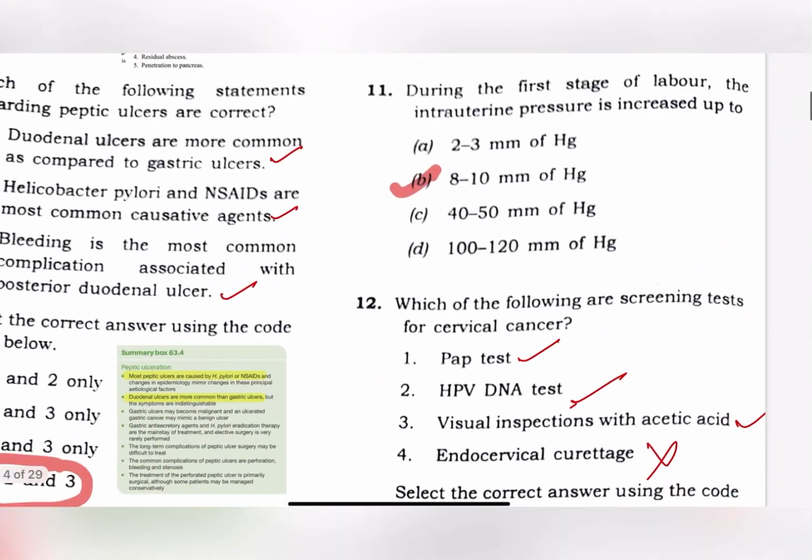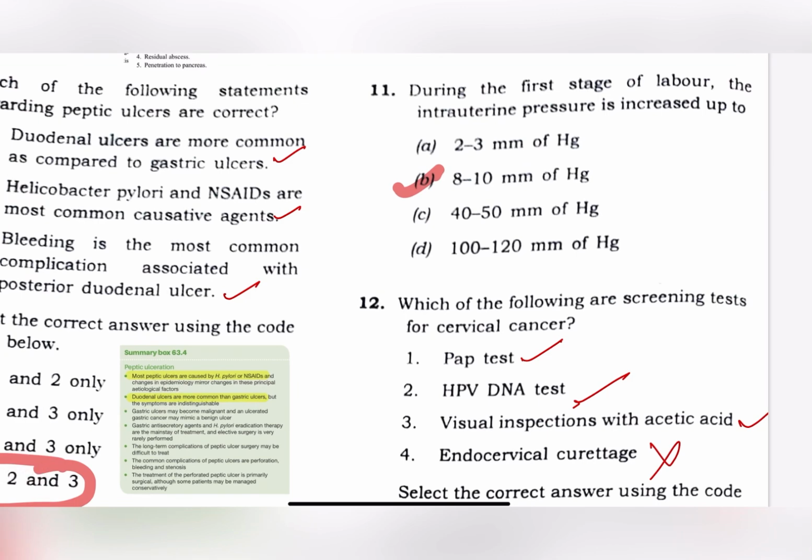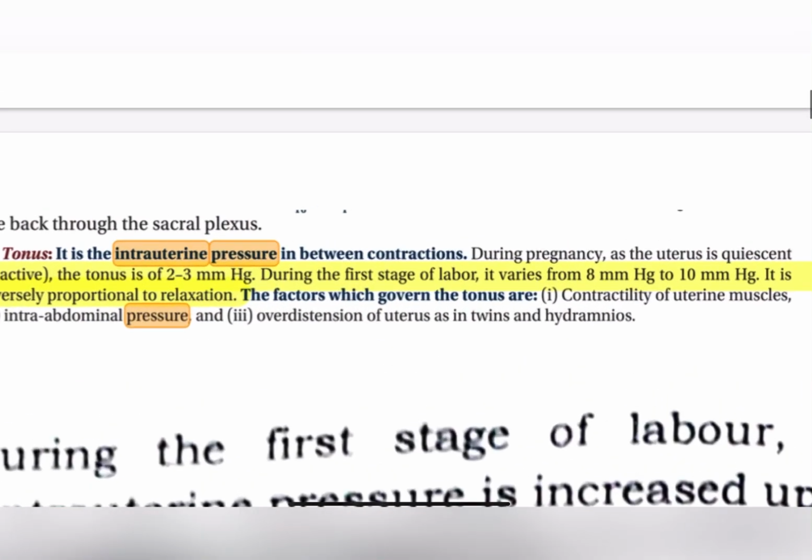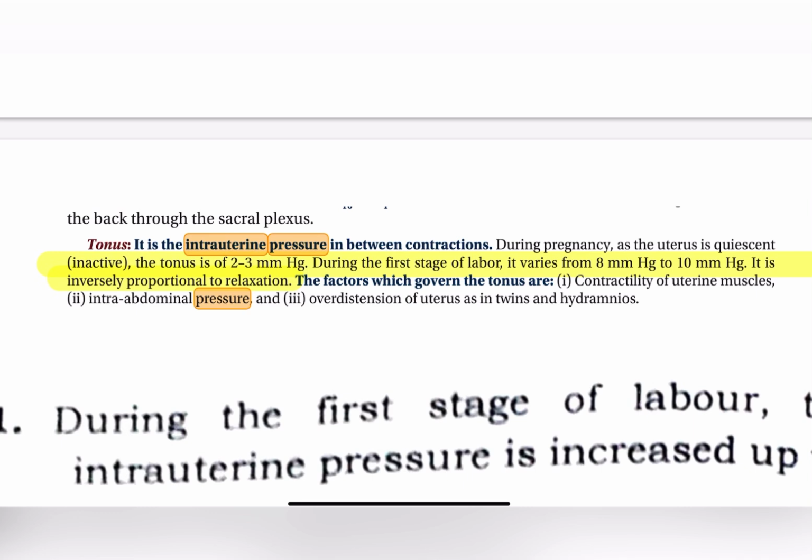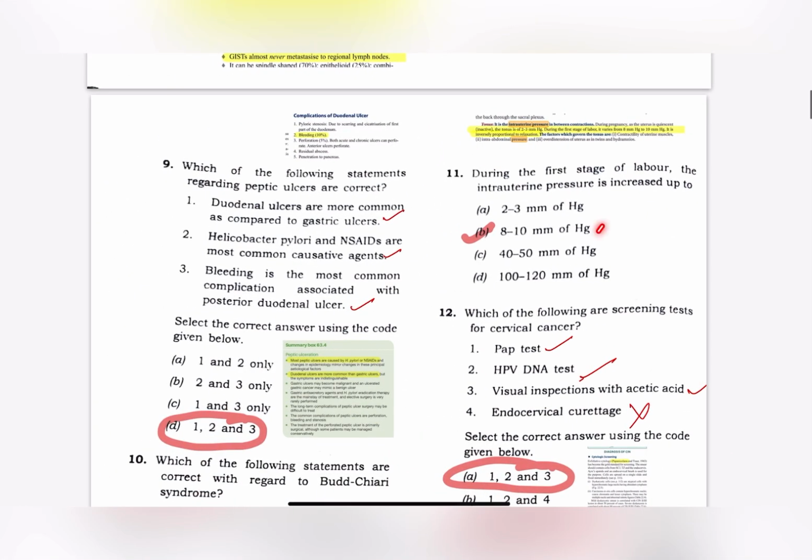The next question is during the first stage of labor the intrauterine pressure is increased up to. The intrauterine pressure is 2 to 3 mm Hg during pregnancy when the uterus is inactive, while during the first stage of labor it varies from 8 to 10 mm Hg. So the answer for this is 8 to 10 mm Hg.